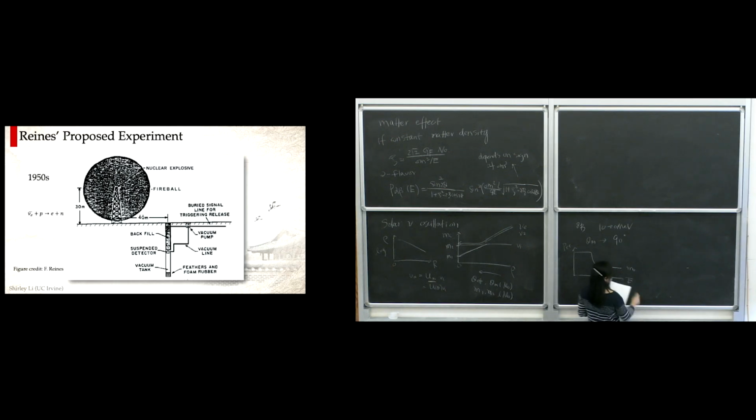And this whole framework to compute oscillation with varying matter density goes by the name MSW effect. Mikheyev-Smirnov-Wolfenstein effect.